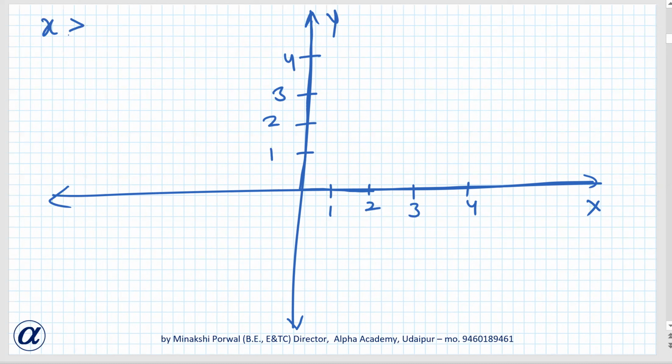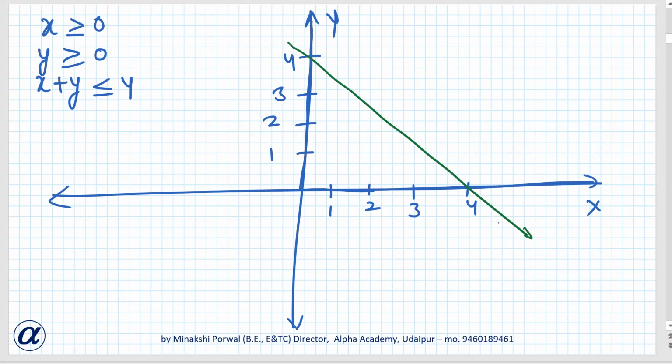So x plus y equal to 4 will be a line this way, because when x is 0, y is 4, and when y is 0, x is 4. Now which region are they talking about? For that, you have to substitute 0, 0 here. 0, 0 is less than 4. That means which region will be there? You have to think and mark the shaded region. Try to do this problem, then I'll discuss.